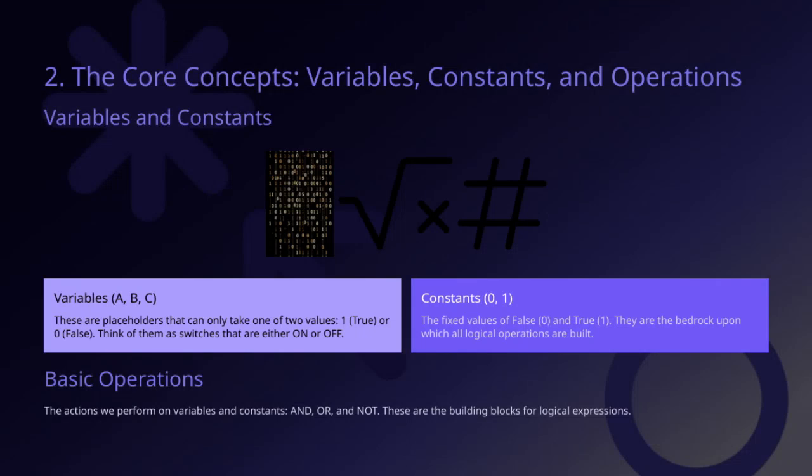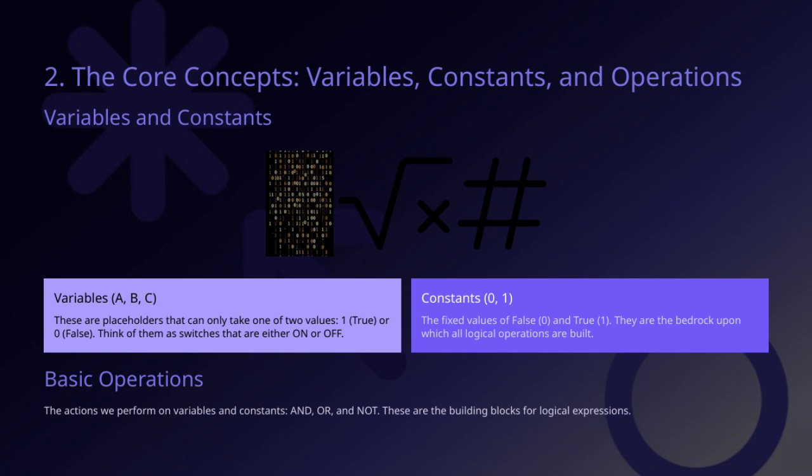Let's start by talking about the fixed values of false, which is represented by 0, and true, which is represented by 1. These values are really the foundation of all logical operations. They serve as the basic building blocks we use to create more complex logical expressions. Next, we have constants, specifically 0 and 1, which are the fixed values I just mentioned. These constants are essential because they provide us with a stable reference point when working with logic.